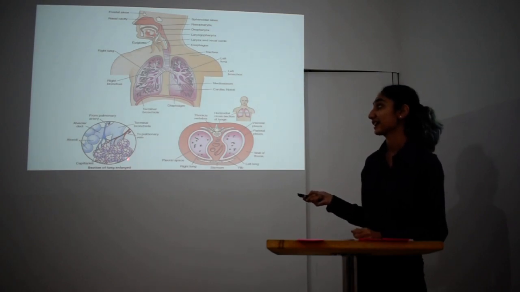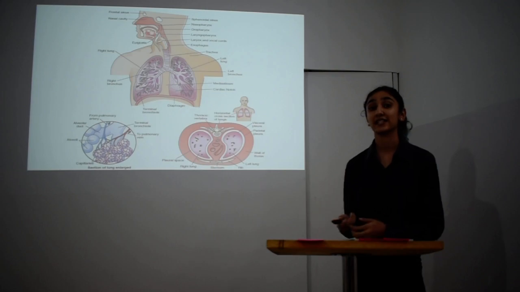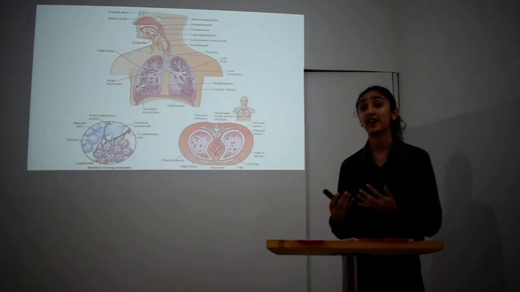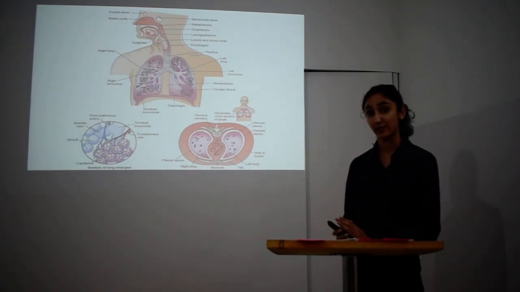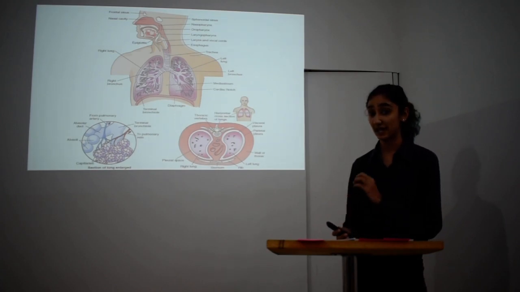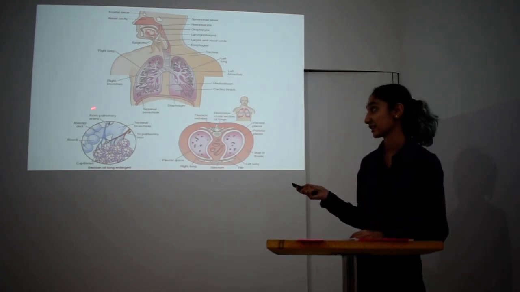You see the sac-like structures? This is what increases the surface area. So it's very easy for oxygen to diffuse into the blood and for carbon dioxide to be picked up from the blood through the higher surface area.